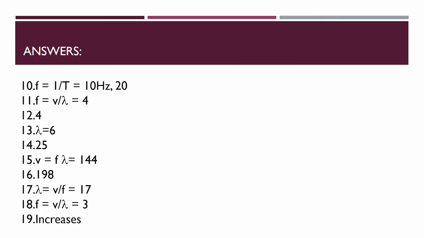For number 13, you had to once again rearrange the equation to find the wavelength. So the wavelength is 6 meters. Number 14, the wavelength was 25 meters. For number 15, using the wave equation again, the speed was 144 meters per second. Number 16, the speed was 198 meters per second. For 17, the wavelength was 17 meters, and number 18, the frequency was 3 meters.